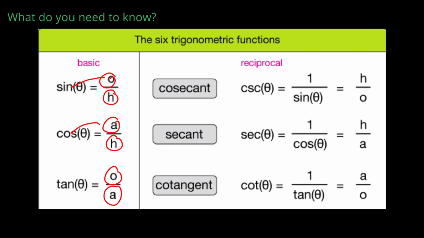So for sine, its reciprocal is cosecant, and instead of O over H, it's given as H over O. For cosine, its reciprocal is secant, and instead of A over H, it is given as H over A. And for tangent, its reciprocal is cotangent, and it's given as A over O.